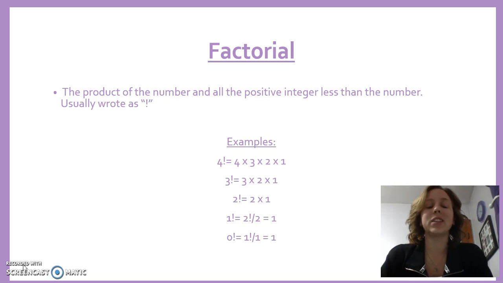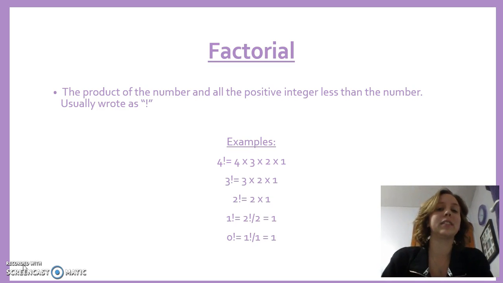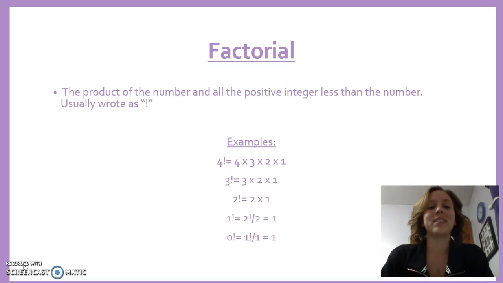The next I have is 0 factorial. So I use the next one up: 1 factorial over 1. Well, 1 times 1 is 1, over 1 is 1.